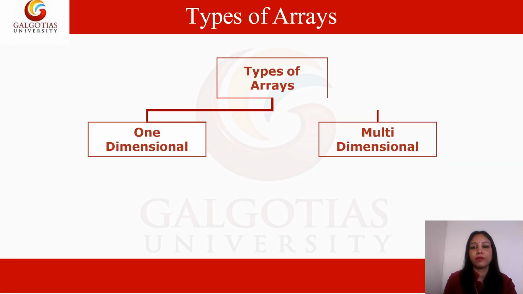So types of array: in general we can say there are basically two types or two categories of array. One is one-dimensional array and another is multi-dimensional array. Multi means it can be two-dimensional, three-dimensional, four-dimensional or up to n-dimensional array. That's why we are saying that one is one-dimensional and the second type is multi-dimensional array. Now let's start with one-dimensional array.